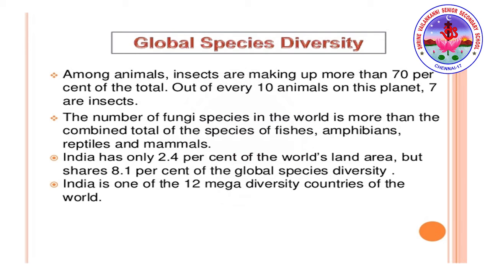The number of fungi species in the world is more than the combined total species of fishes, amphibians, reptiles and mammals. India has only 2.4% of the world land area, but shares 8.1% of the global species diversity. India is one of the 12 mega diversity countries of the world.